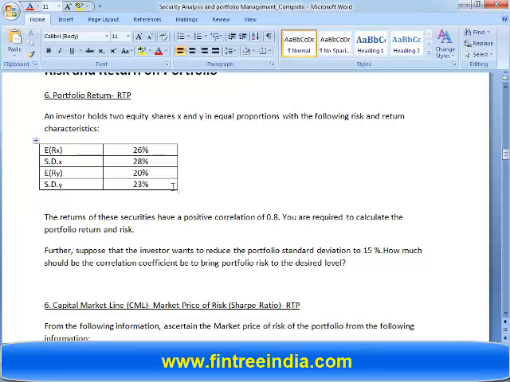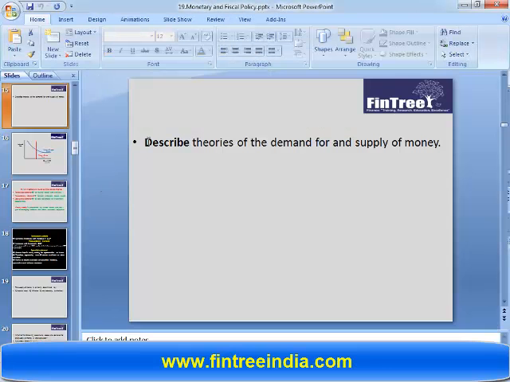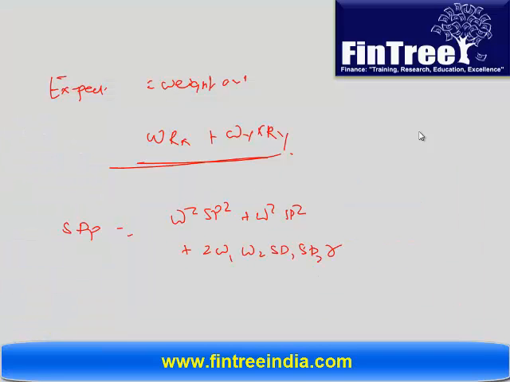So you can say that expected return of the portfolio can be calculated by taking a weighted average of constituent securities. Again, below that you can say expected return is equal to this formula: weight of X into return of X plus weight of Y into return of Y.